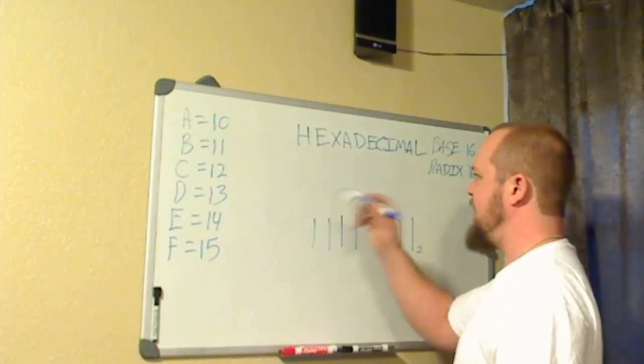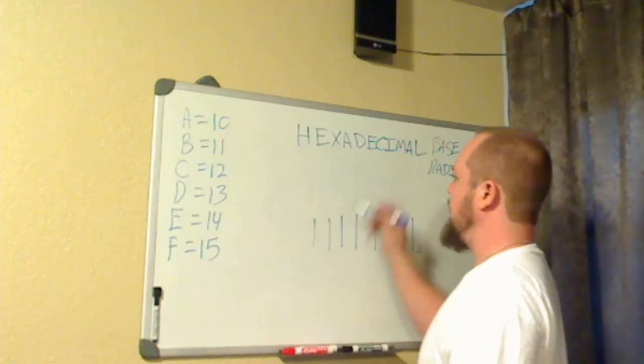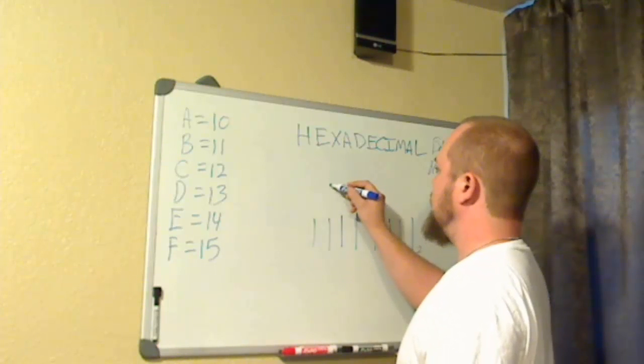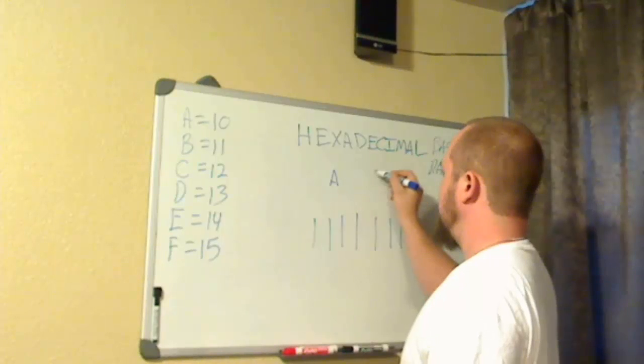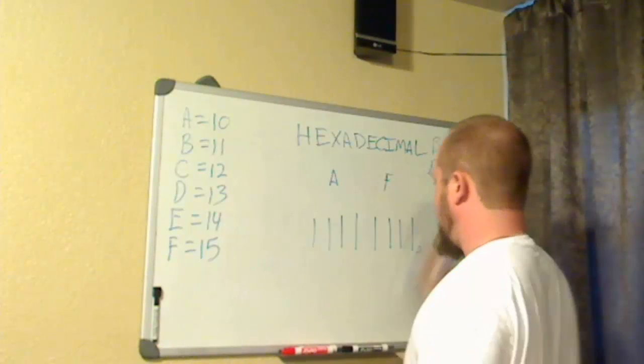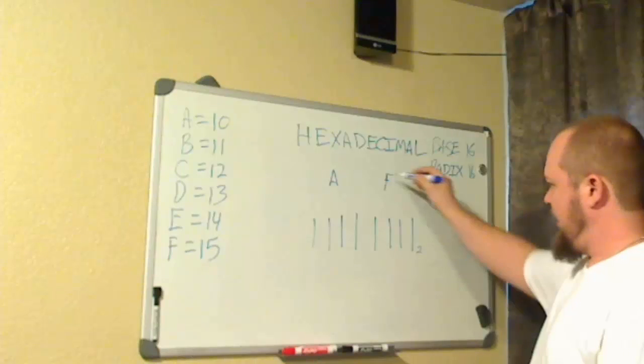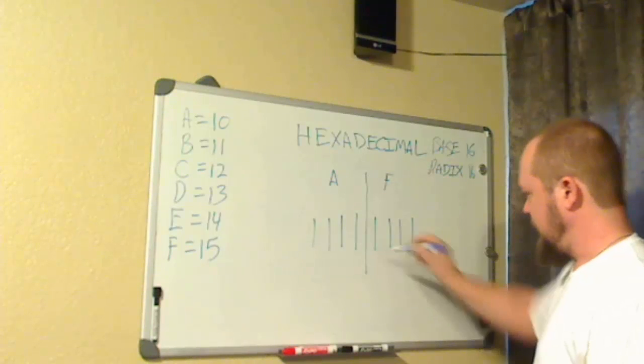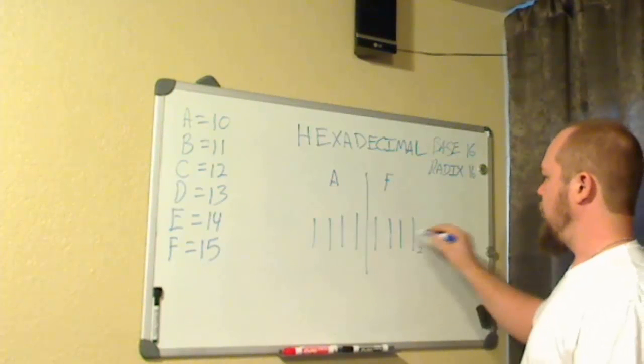Now, in hexadecimal, let's take A and F. F equals 4 bits.